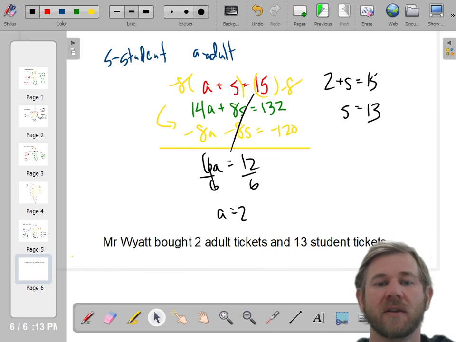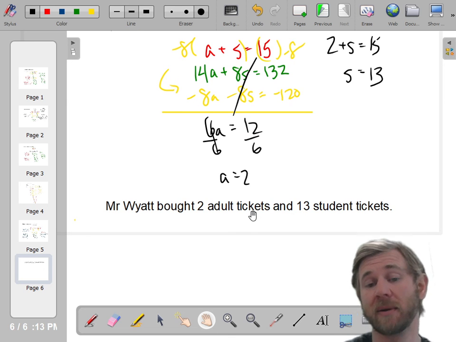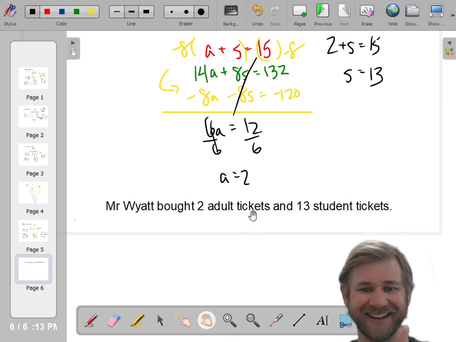Okay, that'll be a fun little thing. Alright, so that's crash course. That's everything you will need to be able to do for your test. If you can do this, you're going to do well on the test.